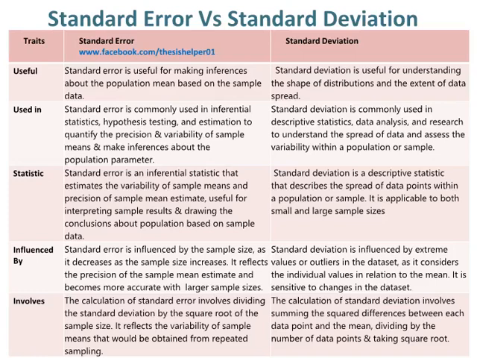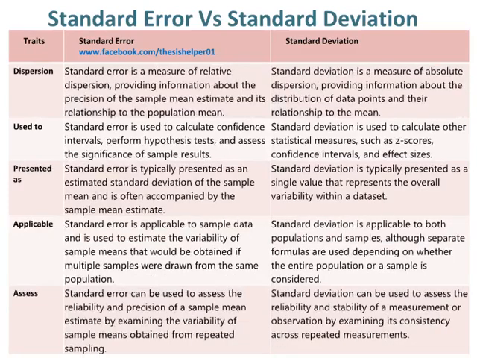Whereas, the calculation of standard deviation involves summing the squared differences between each data point and the mean, dividing by the number of data points and taking the square root. Standard error is a measure of relative dispersion, providing information about the precision of the sample mean estimate and its relationship to the population mean.